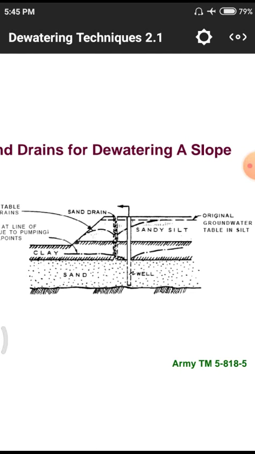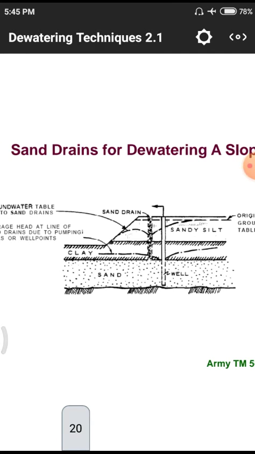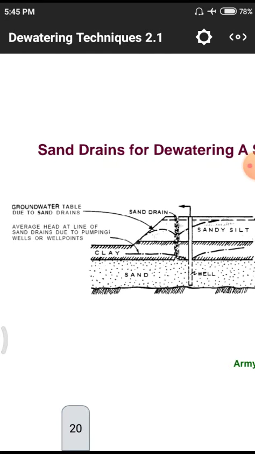This is the original groundwater table in the particular silty soil. That means we have a dotted line at the bottom with small dots, but here we have a horizontal dotted line. That line indicates the availability of groundwater in particular fields, at what depth we have the groundwater level. And next we have the groundwater table due to sand drains.